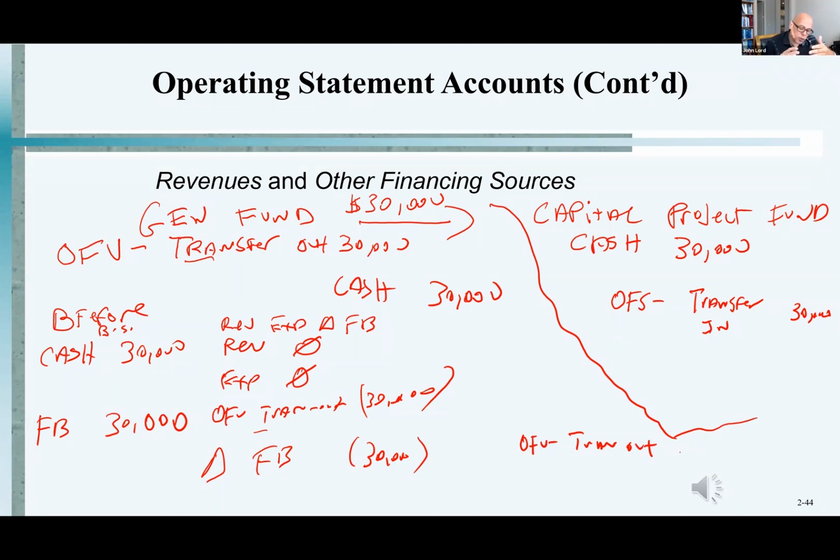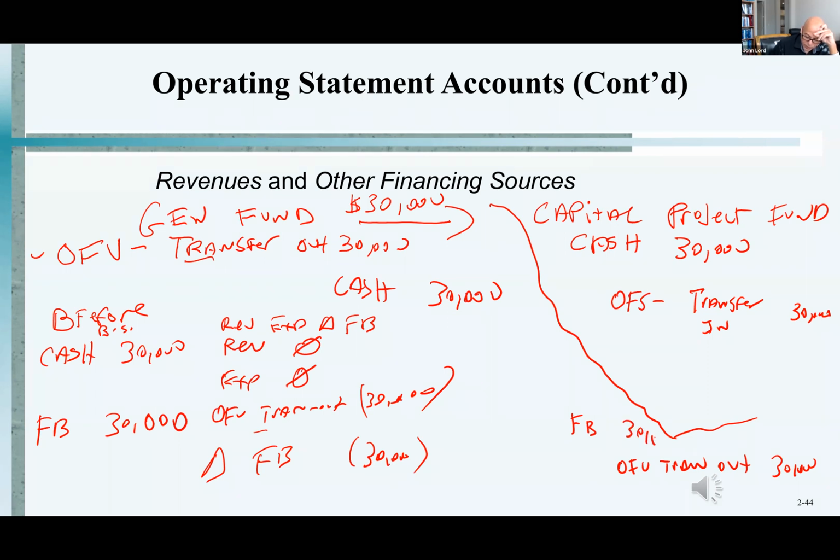If we were in the room, picture me eloquently writing this on different whiteboards. We debited other financing use, transfer out, where? We debited it here, right? To close it, I have to credit it. Got to close all your income statement accounts, right? So to close that, I have to credit it. And I have to debit what? Fund balance, right? We don't have income summary. So we just go ahead and debit it straight to fund balance.